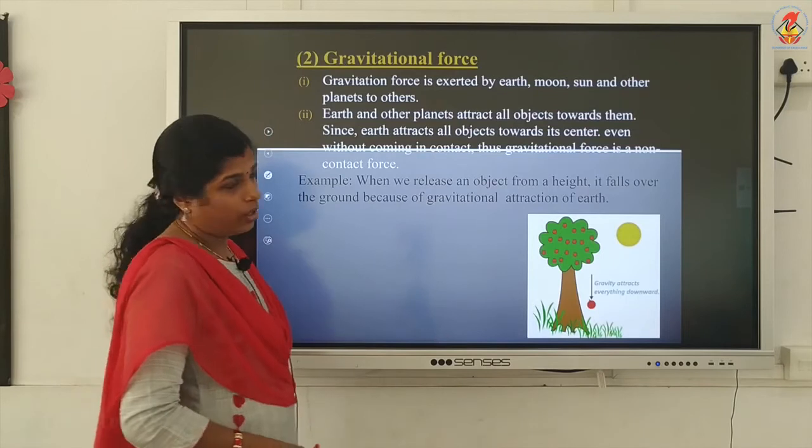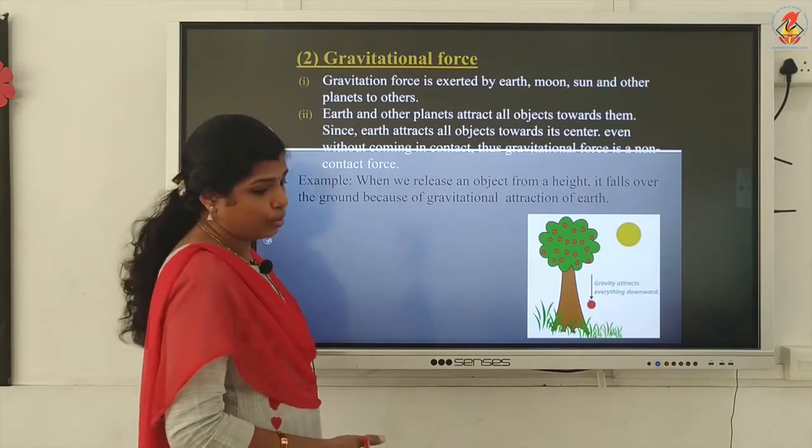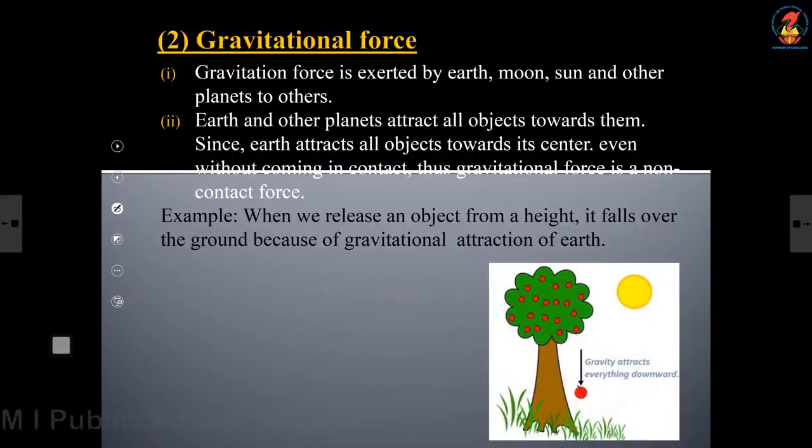Next one is gravitational force. Gravitational force is a force of attraction between the particles of matter. Every object exerts this force on every other object. Every object will exert this force, gravitational force, on the other object.